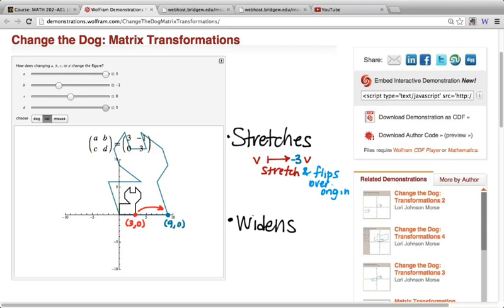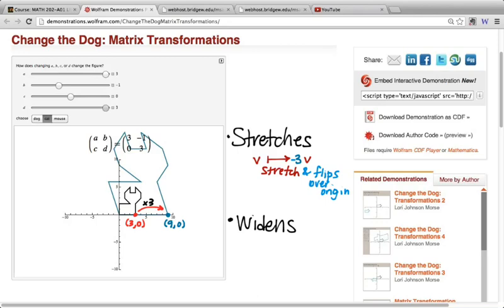So by what factor have we stretched this cat in the horizontal direction? Yeah, stretched by a factor of 3, it looks like. So we can actually quantify exactly how much stretching was going on.